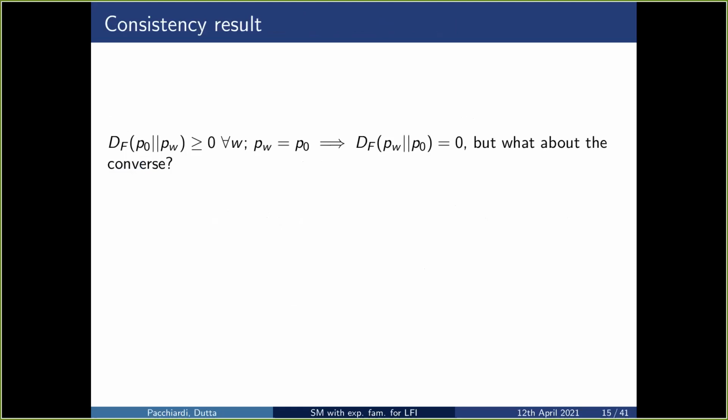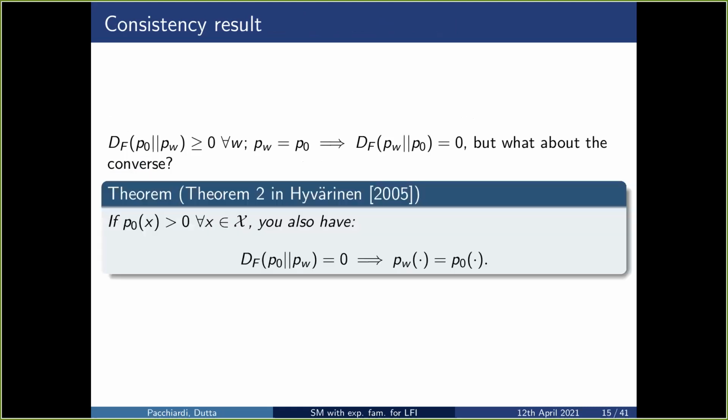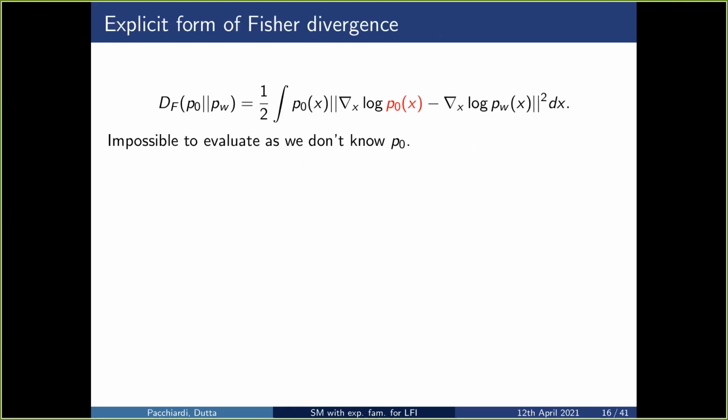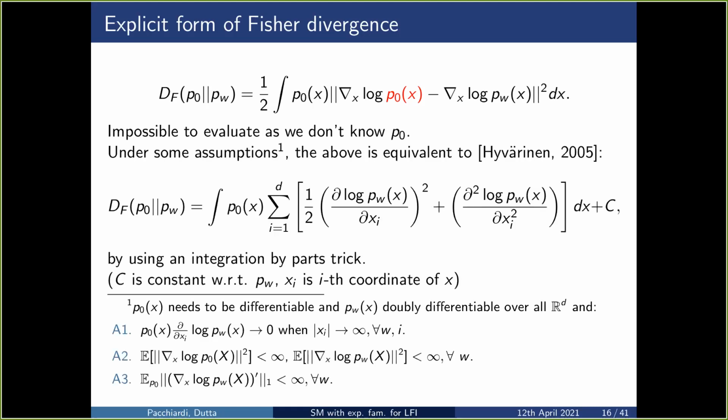Now, we can clearly see that if P_W equals P_0, then the divergence would be 0. As for the converse, there are results in Hyvärinen's paper that if it is 0, then you get back that P_W equals P_0. Still, notice that in this functional form we cannot evaluate the divergence, because there is P_0, and of course we do not know P_0. If we knew, there would be no need to do anything. Under some assumptions, which I will not go into, and you can look at the details in Hyvärinen's paper or our paper, you can write this in a functional form like this here. It only involves P_W, and everything else is constant.